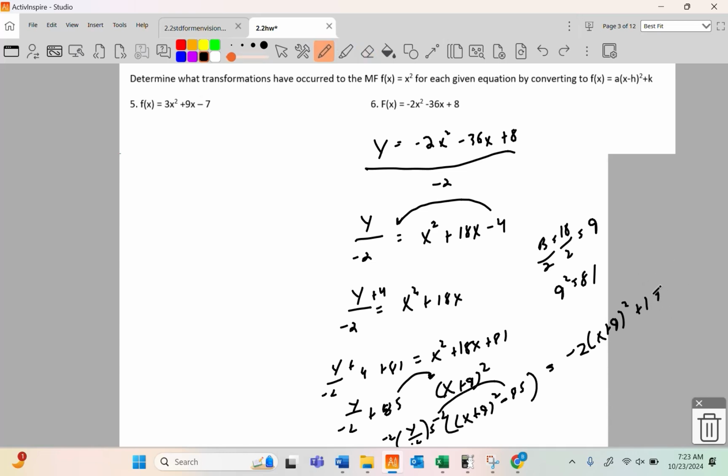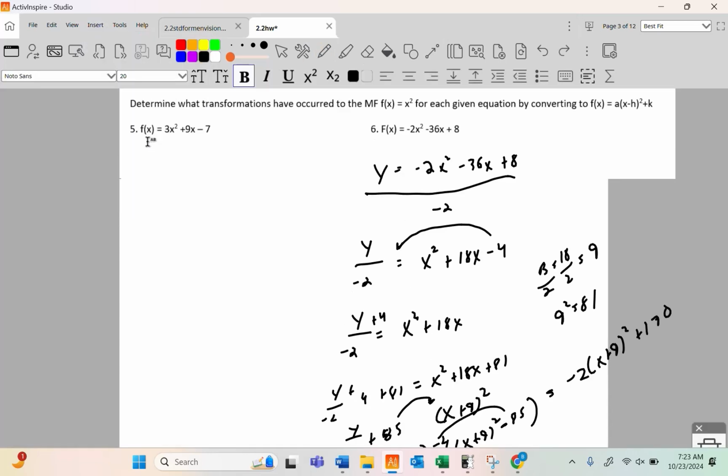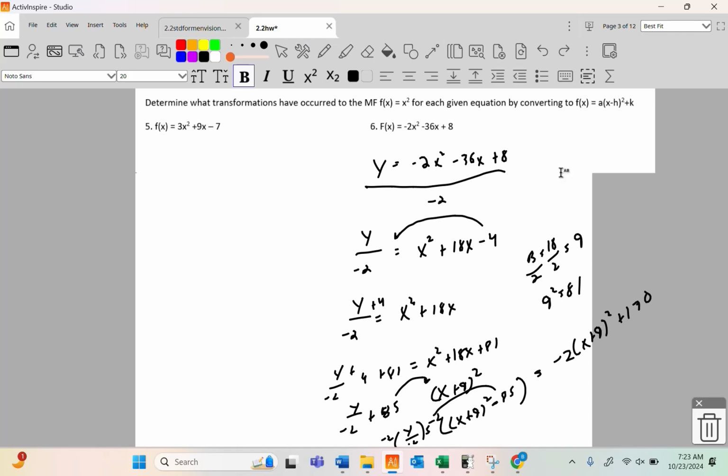These are going to be pretty tricky for a lot of kids. I know they are. It's just how they are. But now I can talk about the transformations that happened. We went left 9 units. We have a horizontal shift. Left 9. We have a vertical shift. We went up 170.